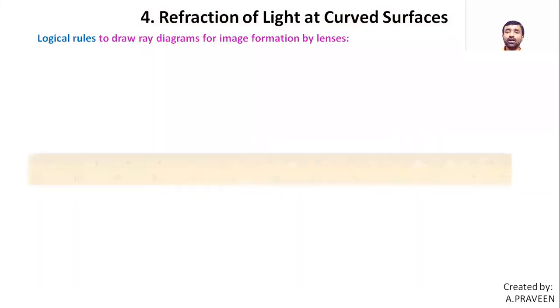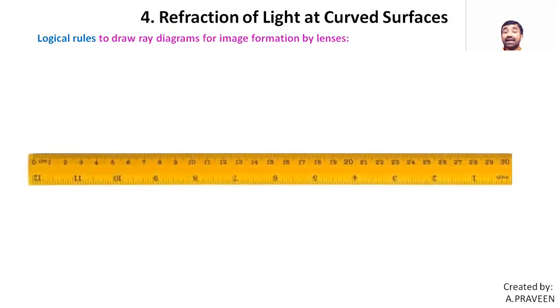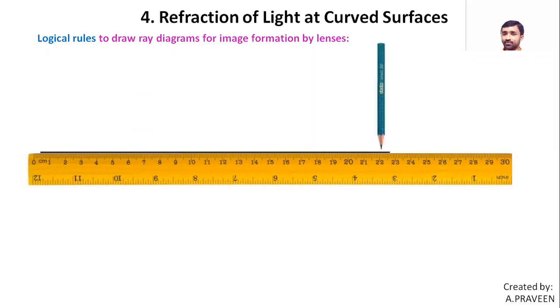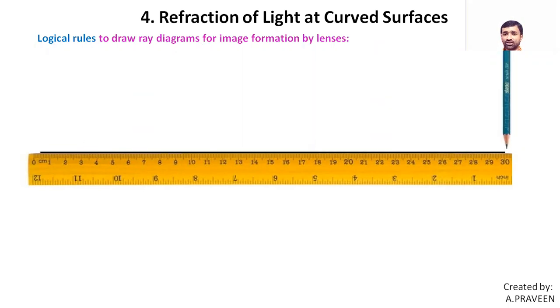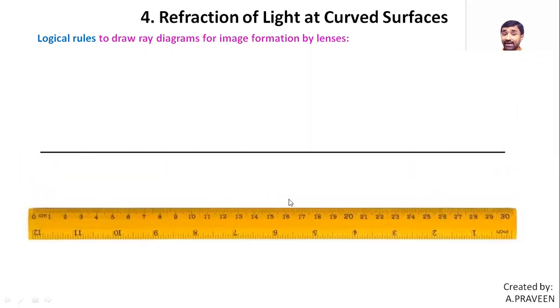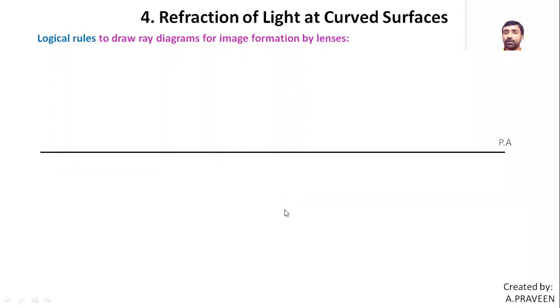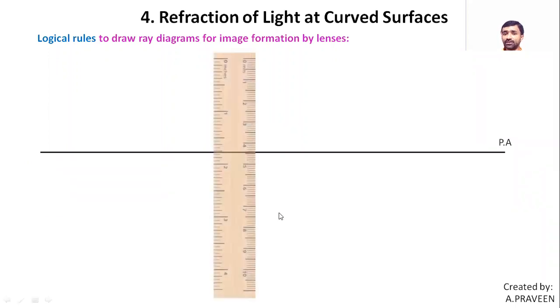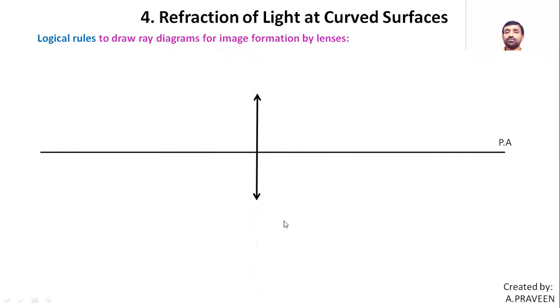So here, first of all, you draw a line using a scale like this, horizontally on the horizontal paper. Okay, then draw a line using your pencil as you see on the screen. I drew a line on the screen. Then what to do? At the middle, you have to identify the pole at the midpoint on the principal axis, right? So I drew a lens and identified the pole.